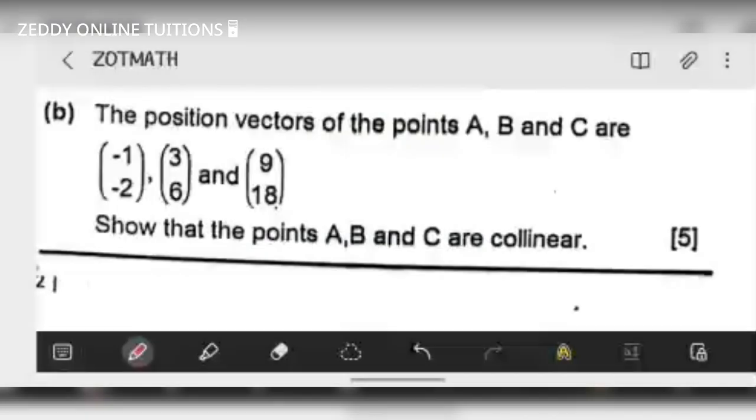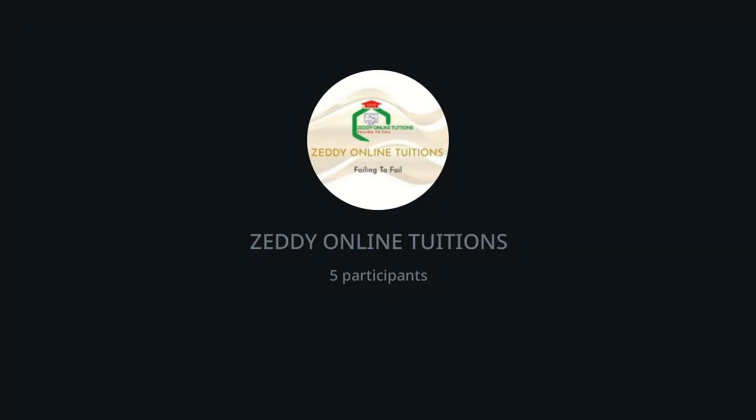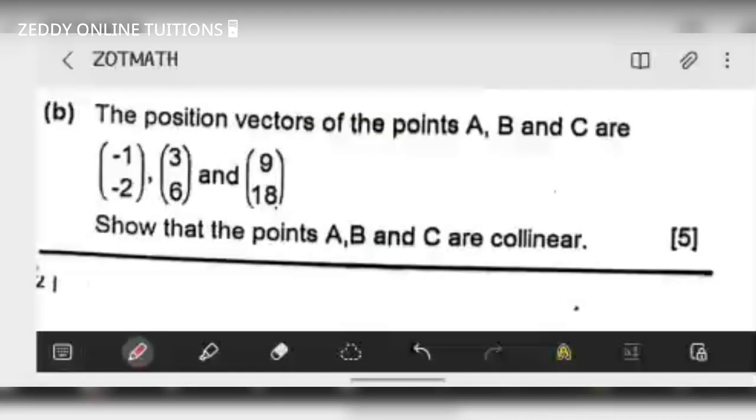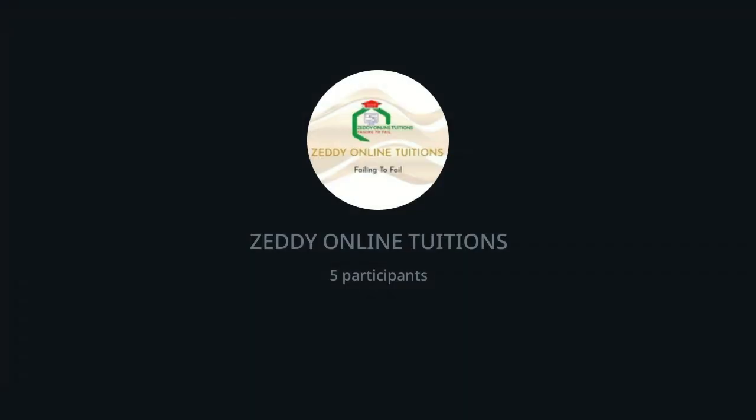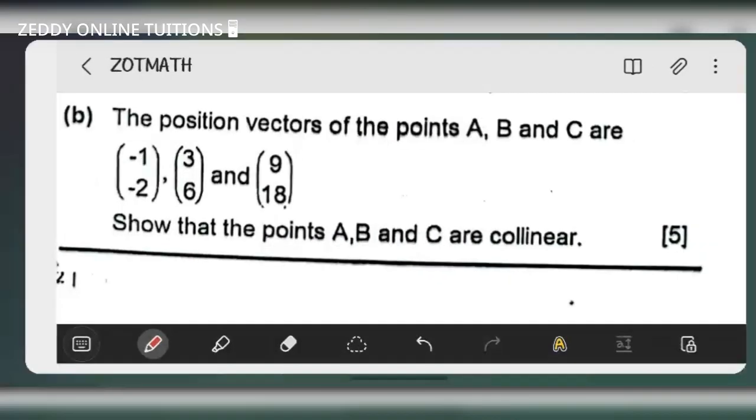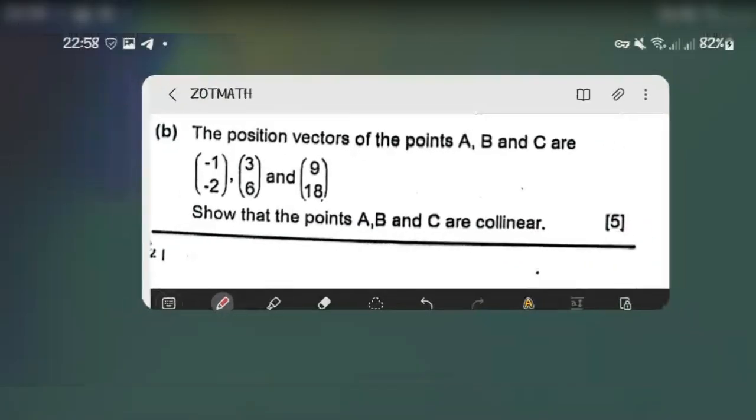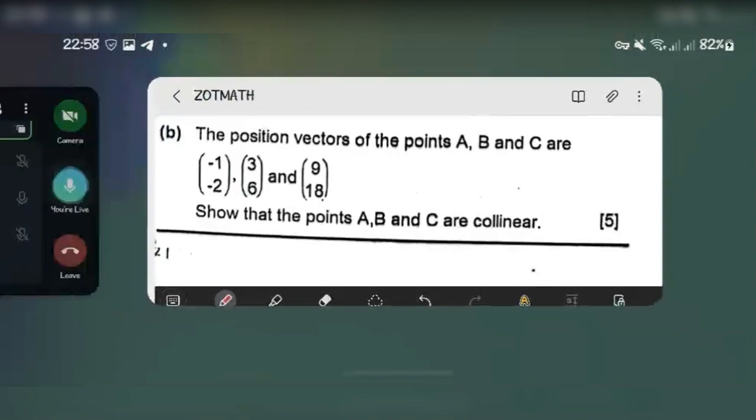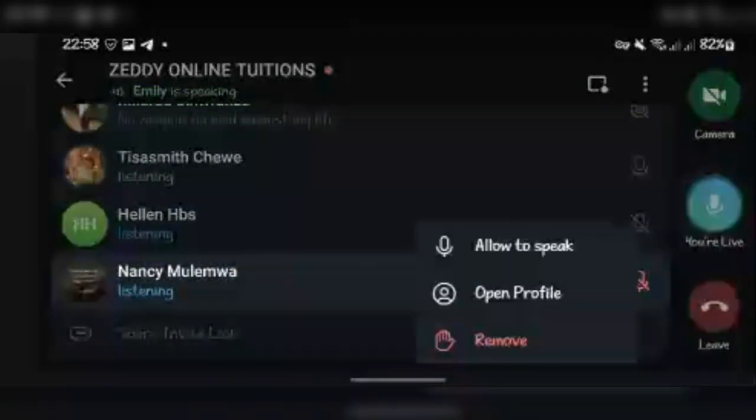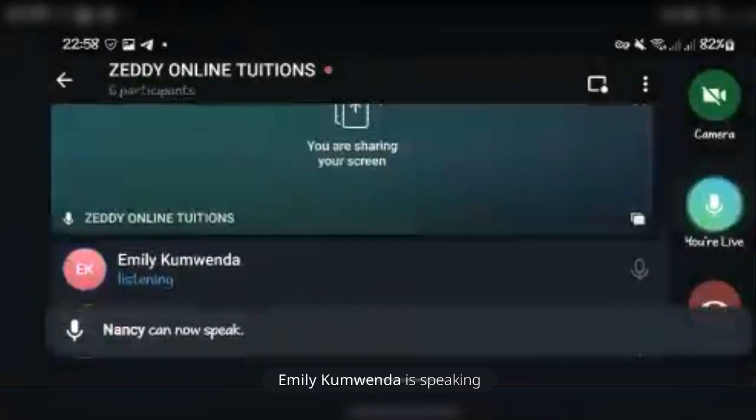Have you taken a screenshot? You can post in the group to say that is your homework. Everybody is supposed to submit. Have you taken a screenshot? Yes. Okay. So thank you so much, guys, for coming through. Hoping to see you next time.